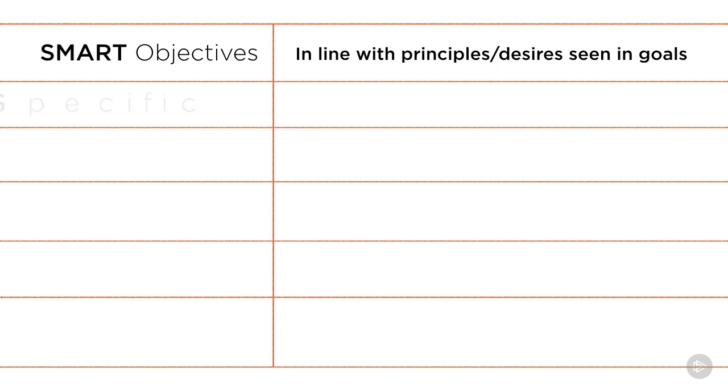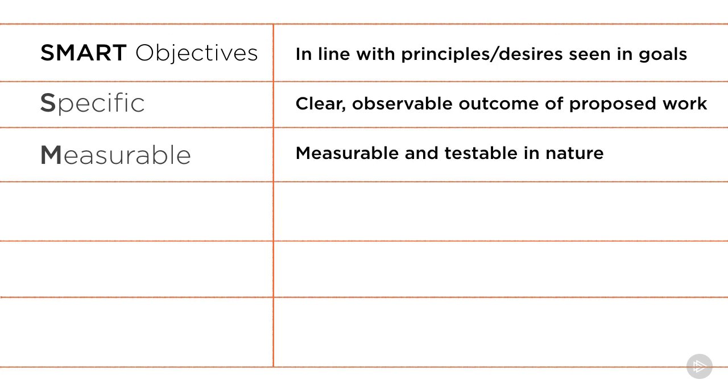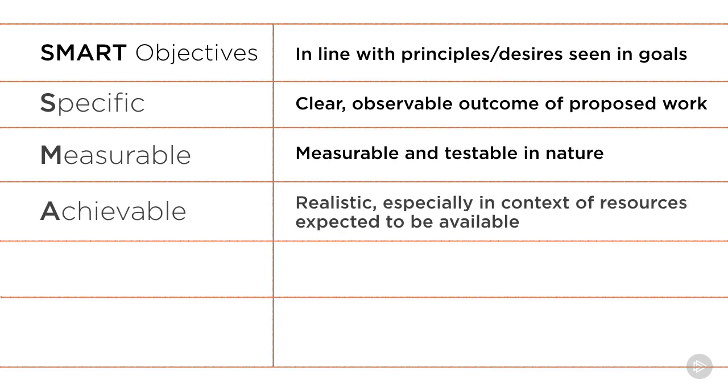First of all, it's specific. It's clear and leads to an observable outcome that we can verify. It's measurable. That means that we can test to make sure that we have indeed met that objective. It's achievable. That means that it's realistic in nature, especially within the context of the resources expected to be available.